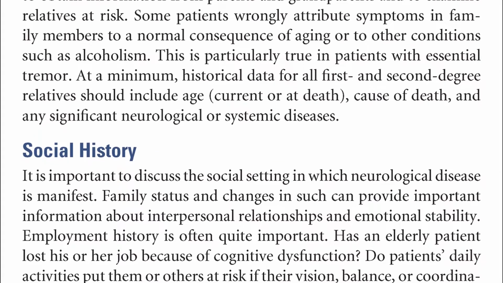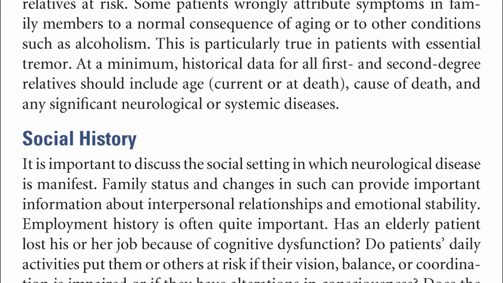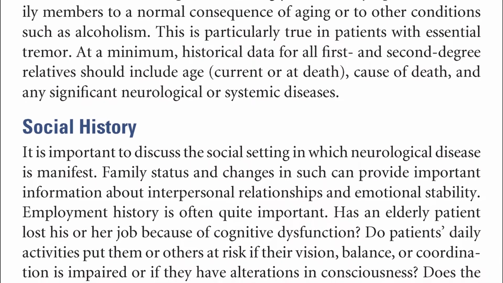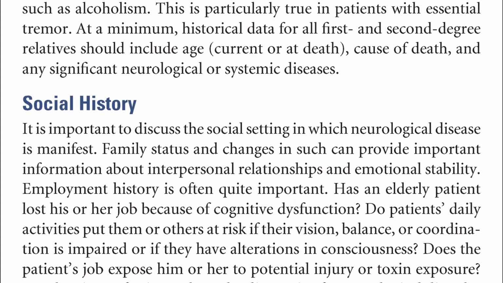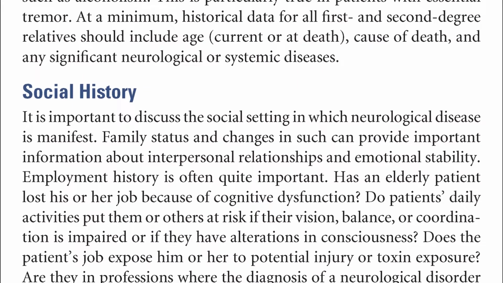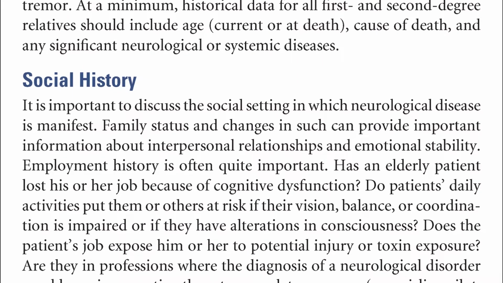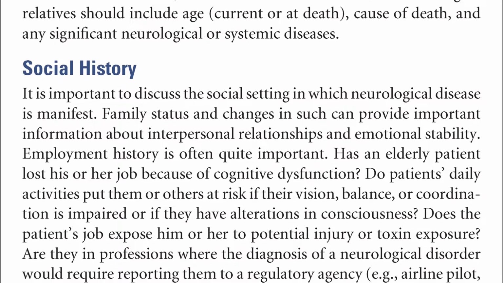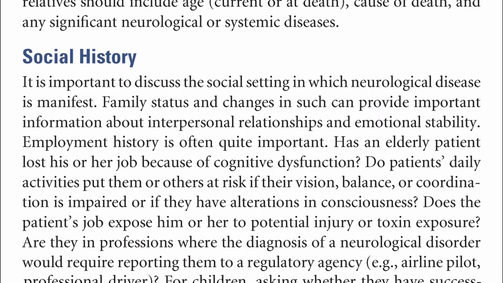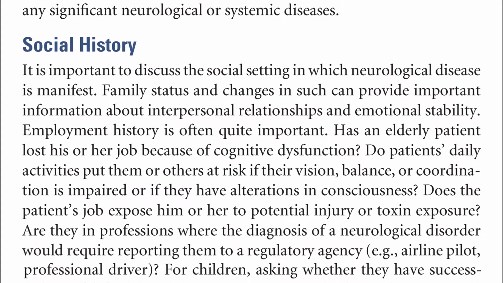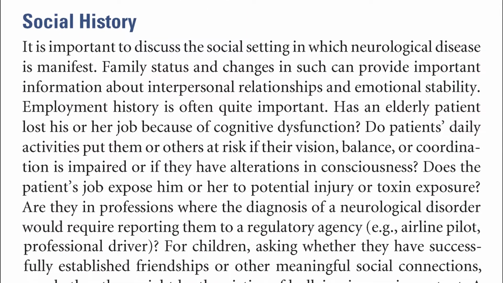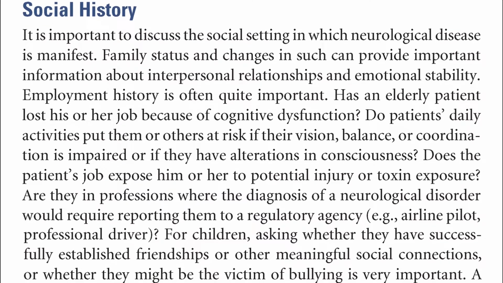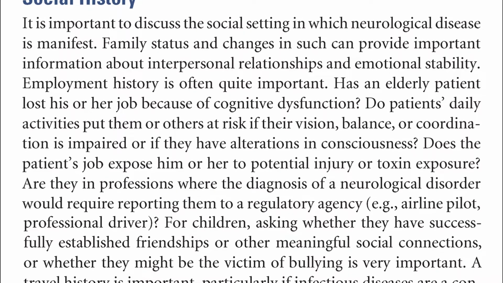Social history. It is important to discuss the social setting in which neurological disease is manifest. Family status and changes in such can provide important information about interpersonal relationships and emotional stability. Employment history is often quite important. Has an elderly patient lost his or her job because of cognitive dysfunction? Do patients' daily activities put them or others at risk if their vision, balance, or coordination is impaired or if they have alterations in consciousness?